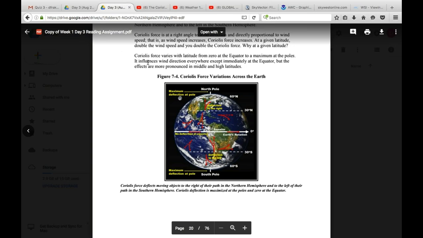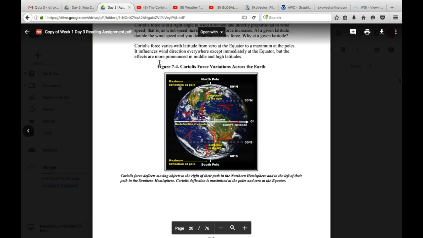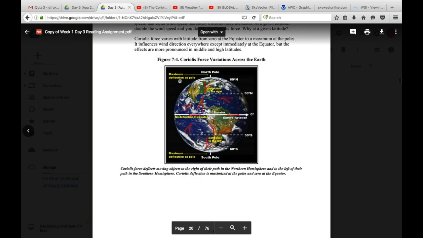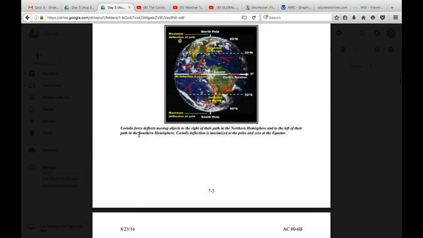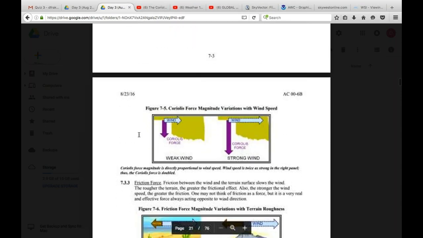Coriolis force varies with latitude from zero at the equator to a maximum at the poles. It influences wind direction everywhere except immediately at the equator. But the effects are more pronounced in middle and high latitudes. So it's not going to be affecting as much right around the equator because most of that is spinning at the same speed. But then once we start to follow the curvature up is when we really see the change in force.